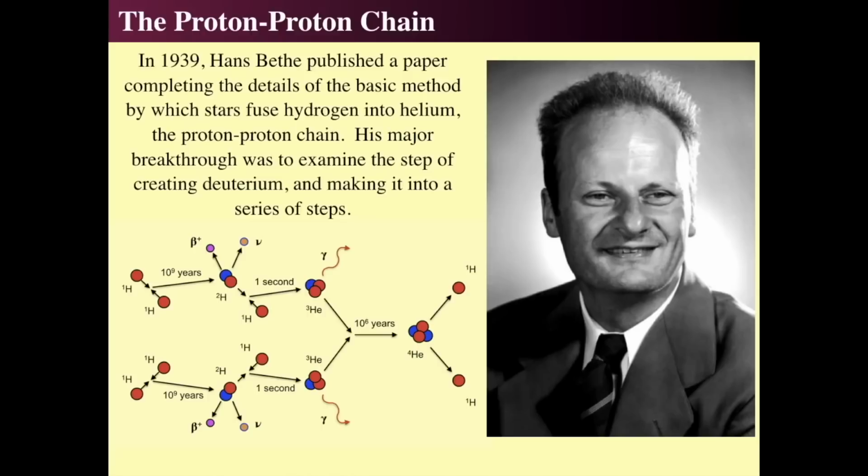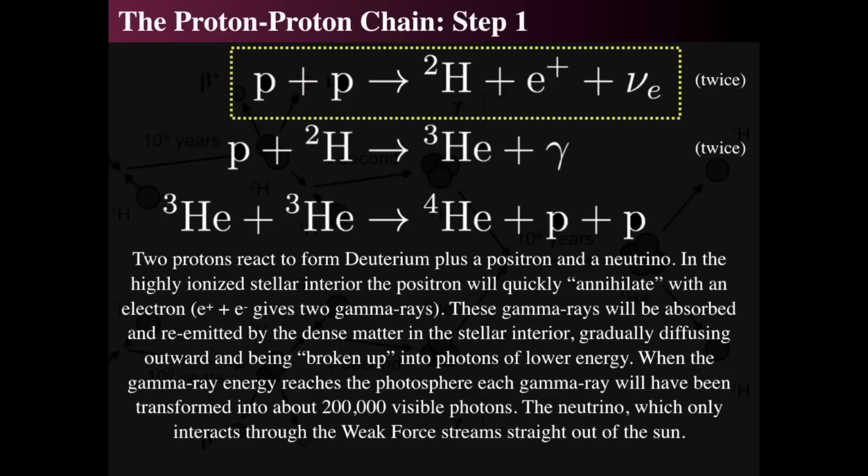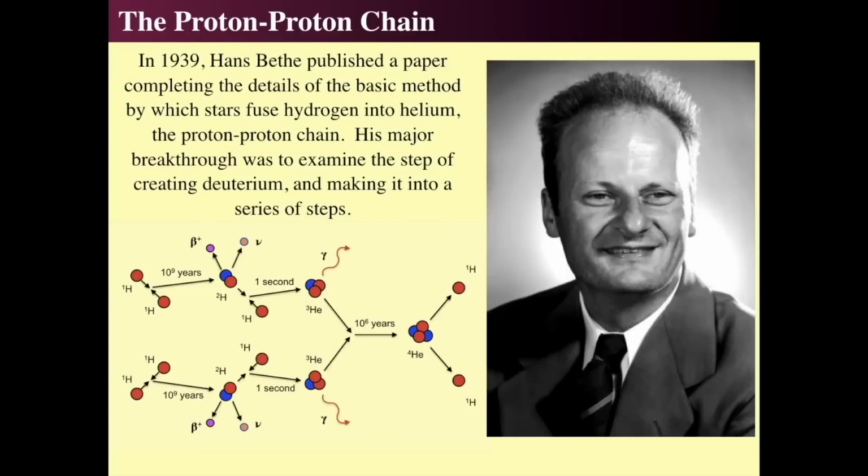We had this whole series of steps, and there's Hans Bethe really smiling, because when he did this, he received the Nobel Prize for his advancement in physics. I believe it was 1967 when he was awarded that prize. I imagine this is his picture from that time. All right, so what did he call it? He called it the proton-proton chain.